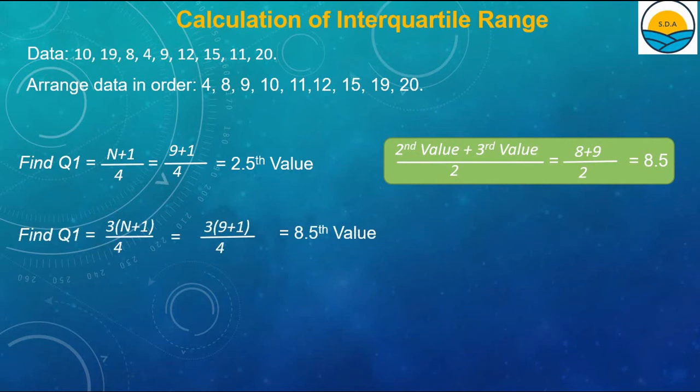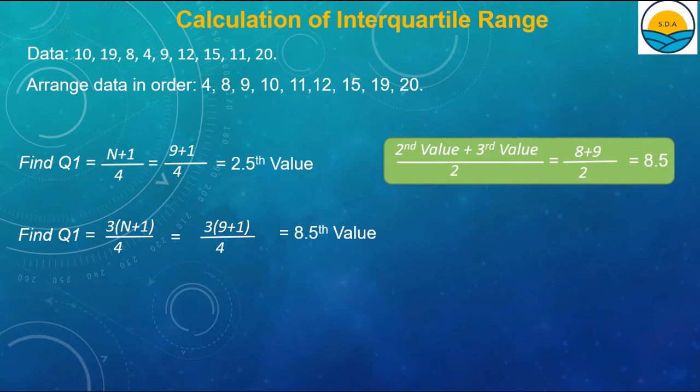Similarly, we will use the formula to find Q3, which is 3 multiplied by n plus 1 divided by 4. So 3 multiplied by 9 plus 1 upon 4 is 7.5. So the value of my Q3, or quartile 3, is the 7.5th value in my data set.